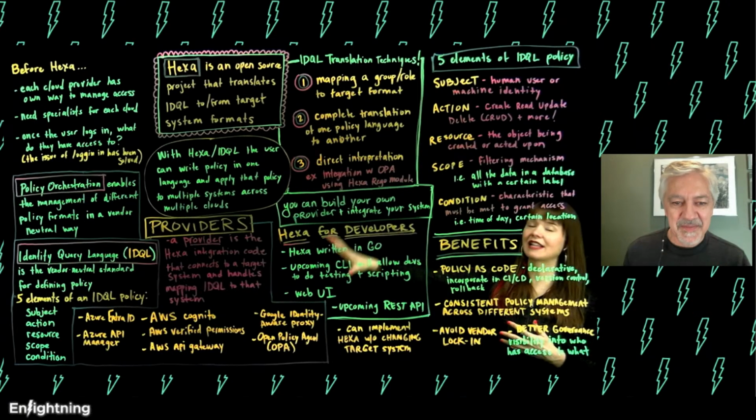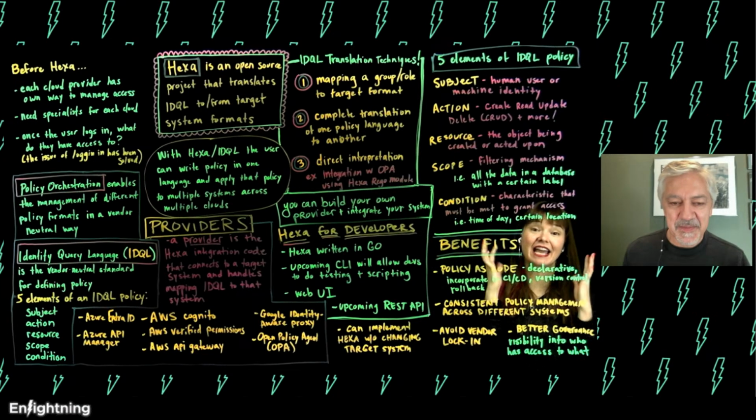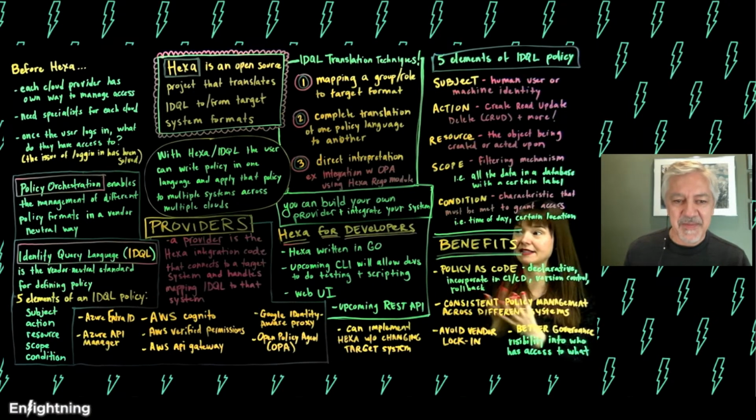So the identity query language is a specification, and Hexa is an implementation of that specification. Perfect. Great, thanks. So with the Hexa IDQL, the user can write the policy in that one language, IDQL, and then that policy can be applied to all different systems in an organization. And those systems can be across multiple clouds too. So in multi-cloud, multi-system environments, you write policies in only one place and only one format.